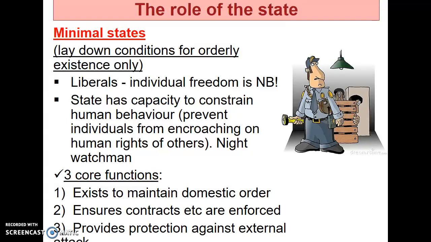One example is the example of minimal states. Minimal states lay down conditions for orderly existence only. For minimal states, liberal individualism, liberal freedom is the most important thing. Of course, the state has capacity to constrain human behavior, that is, prevent individuals from encroaching on human rights of others, and act as a kind of night watchman. But for minimal states, they would rather allow the citizens to live their lives.